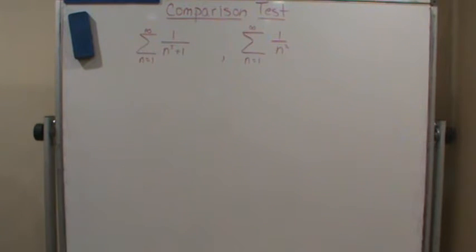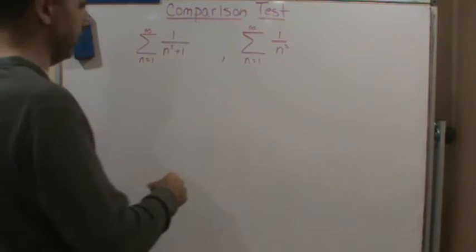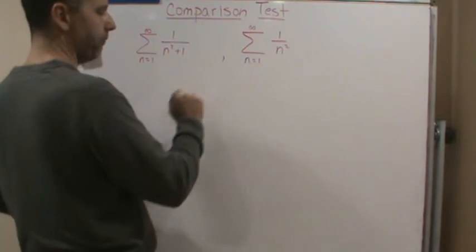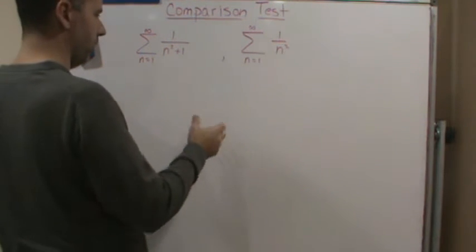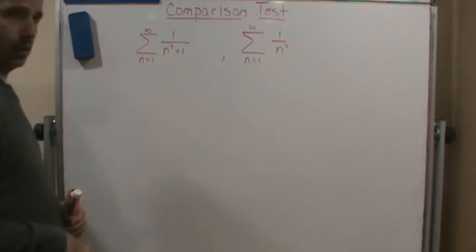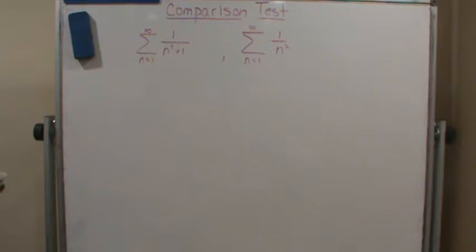First of all, notice that both of these series have positive terms, so they have positive partial sums, and they're monotone increasing. Keep that in mind. The series are positive, and the sequence of partial sums is monotone increasing.